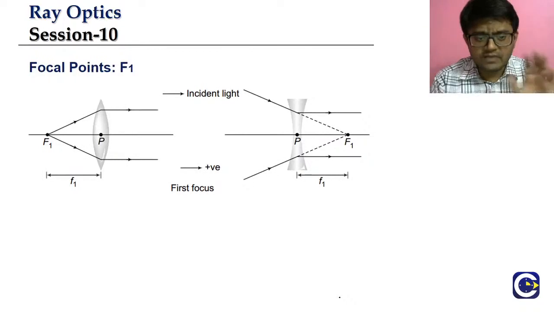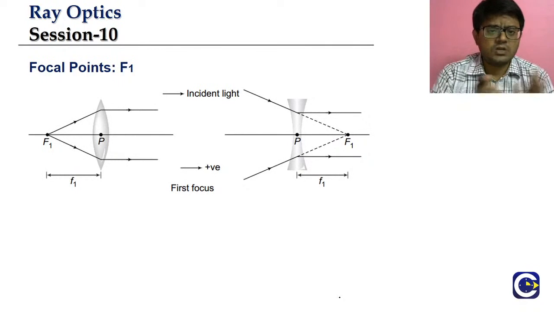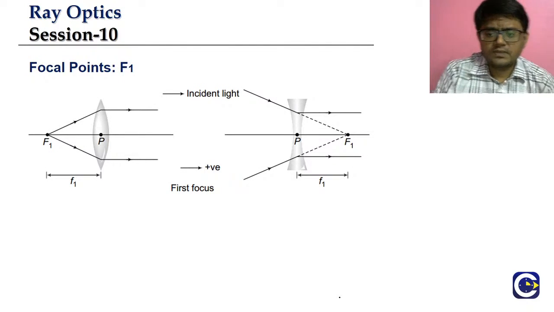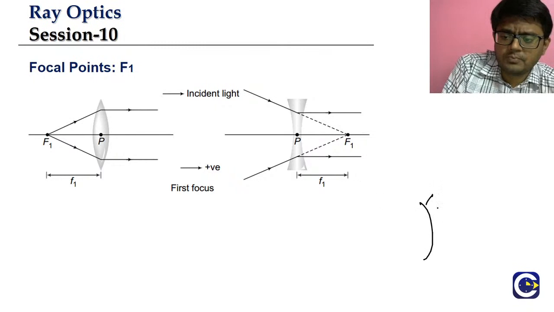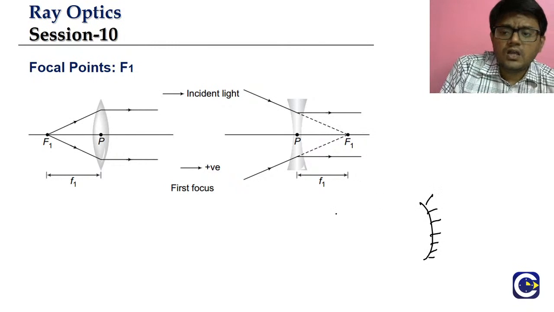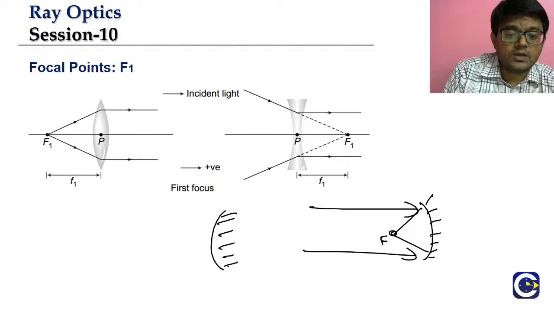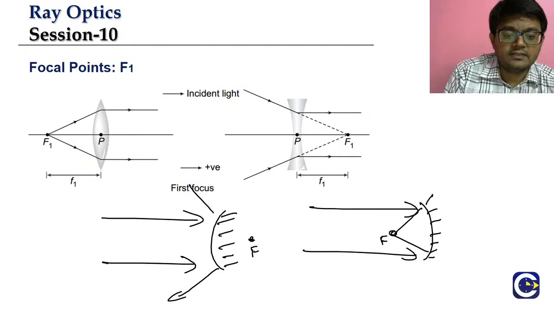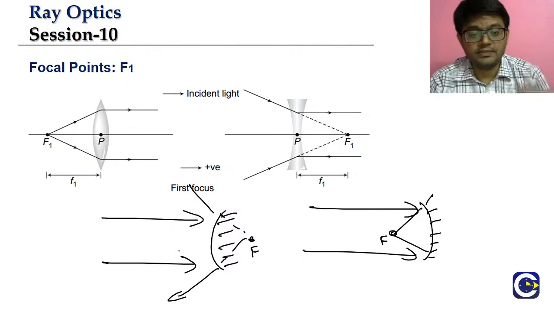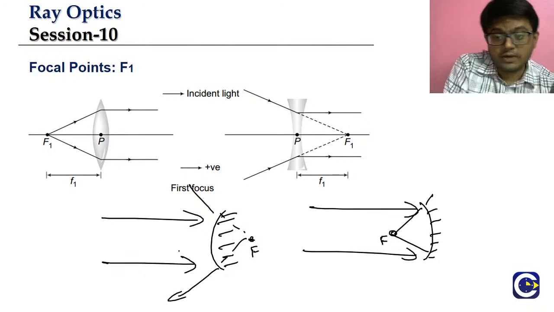Now when we look at mirror, we talked about the focal point. So remember, what is the definition for the focal point? If you have a concave mirror, when we pass the parallel beam of rays, they will converge to a point. This point we called as the focal point. What about the convex mirror? When we pass a parallel beam of rays, they appear to diverge from a point on the other side. That point will be called as what? Focal point. This is how we define the focal point.